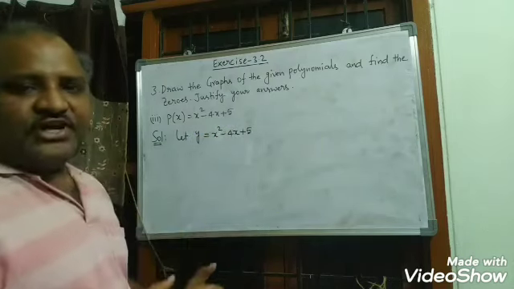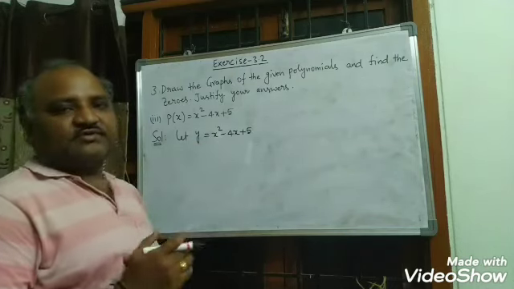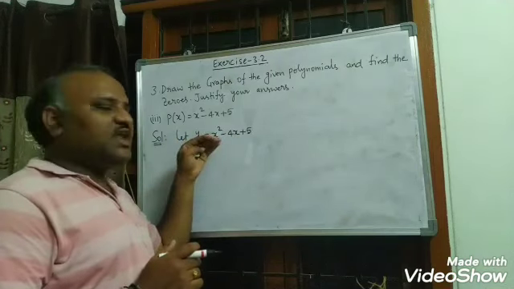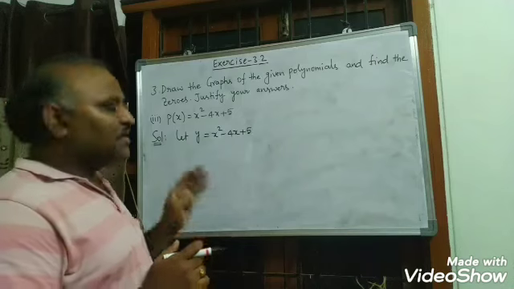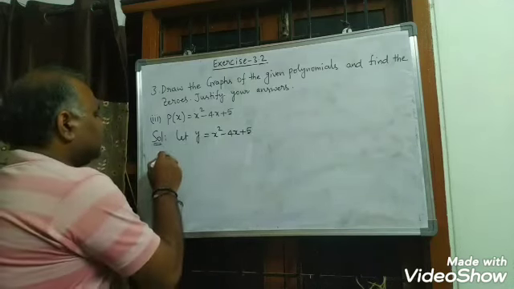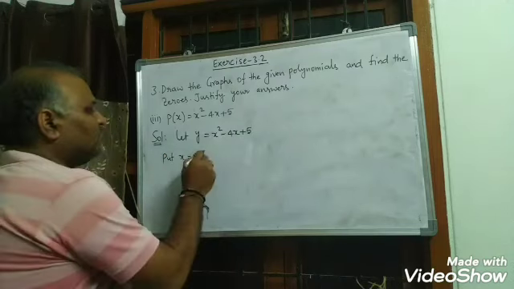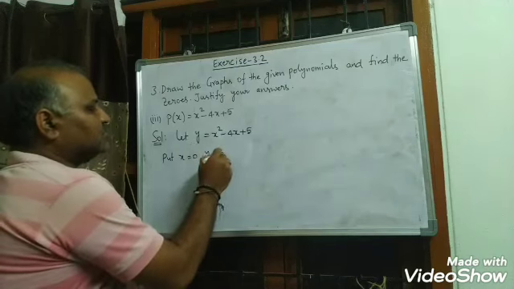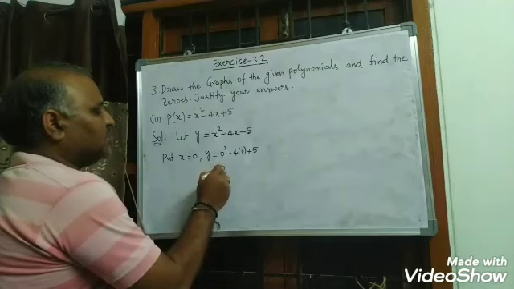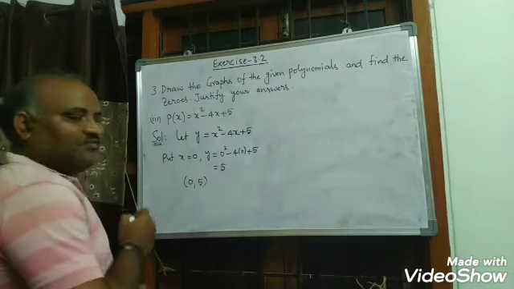And first we need to take the ordered pairs satisfying this condition. That means here this is an equation. To satisfy these, we will have some ordered pairs. So those ordered pairs first we have to obtain. First let us put x equal to 0. Then what is the value of y? 0 square minus 4 into 0 plus 5, which is equal to 5. Therefore the ordered pair is nothing but (0, 5).